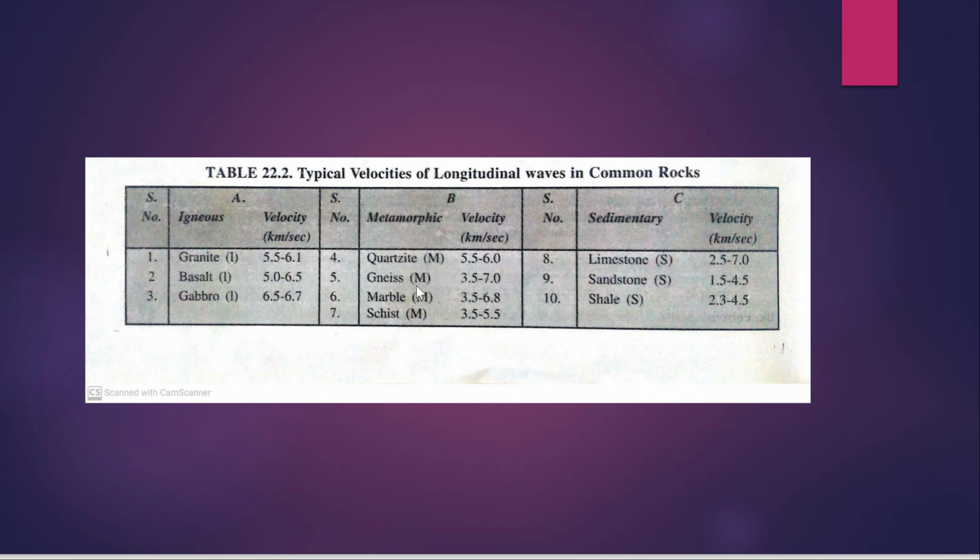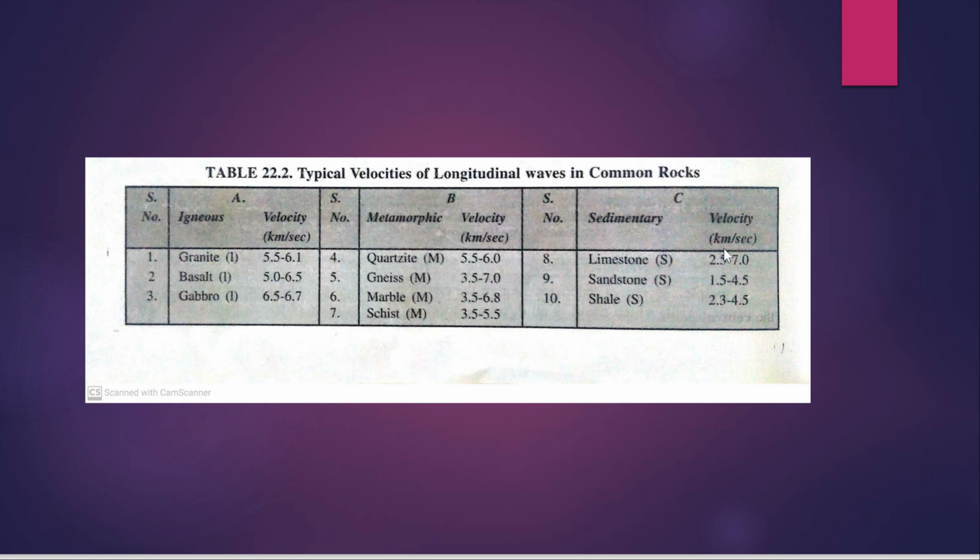For example, another example we can take: shale is a type of sedimentary rock. The P waves passing through shale will have a velocity between 2.3 and 4.5 kilometers per second.